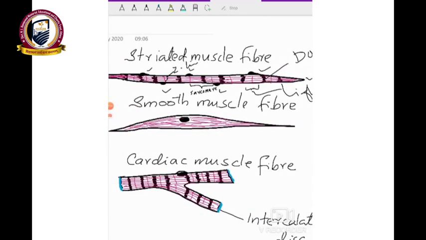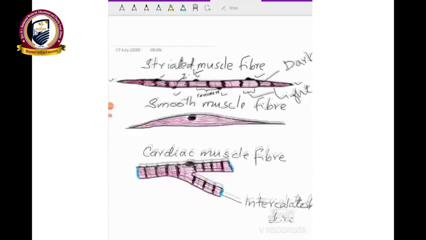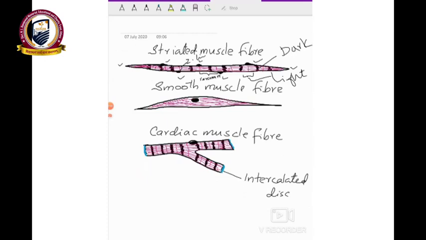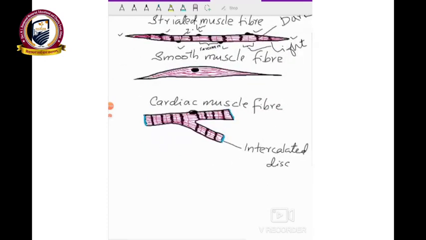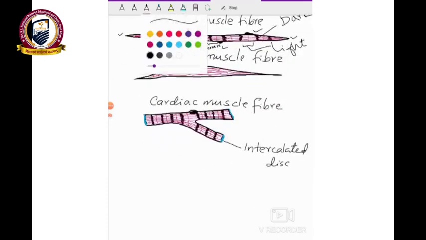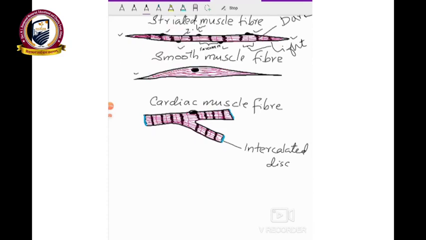If you take up the smooth muscle fiber, look at the shape. It is spindle shaped, as we see here, and it is a uninucleate cell.